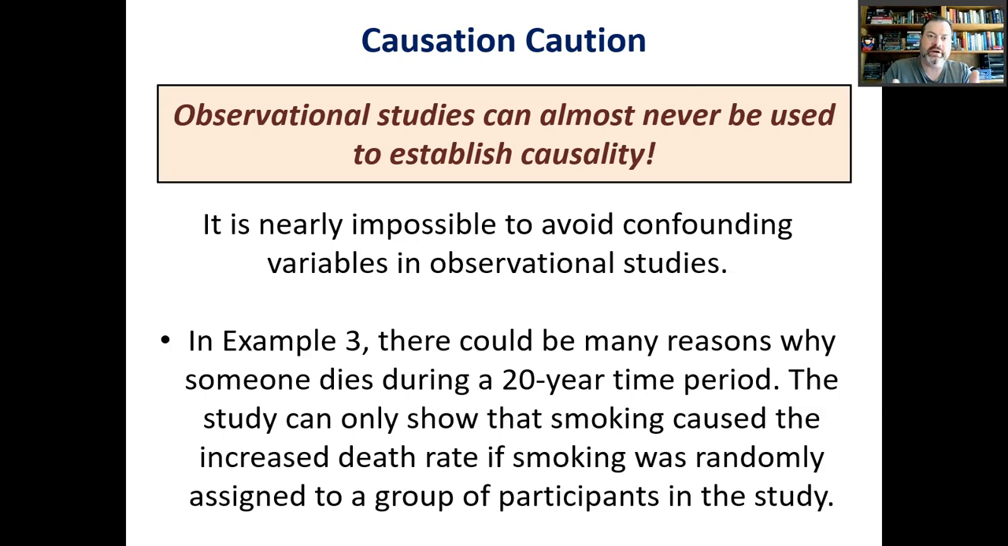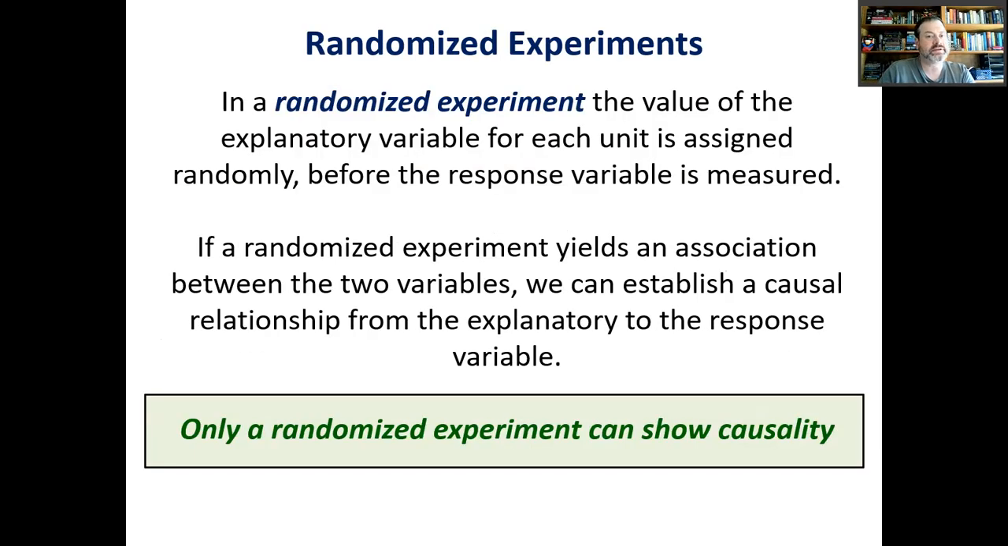There is some variable that's causing both of those things to happen. What if there's something that causes people to smoke and causes them to die earlier, right? What if it's a body chemistry thing? Or just the way that those people live might cause them to smoke. Maybe they're stressed out, so they smoke, and they're stressed out, so they die younger. Until experiments are done, causation cannot be established. And that leads us to the next slide, which is randomized experiments.